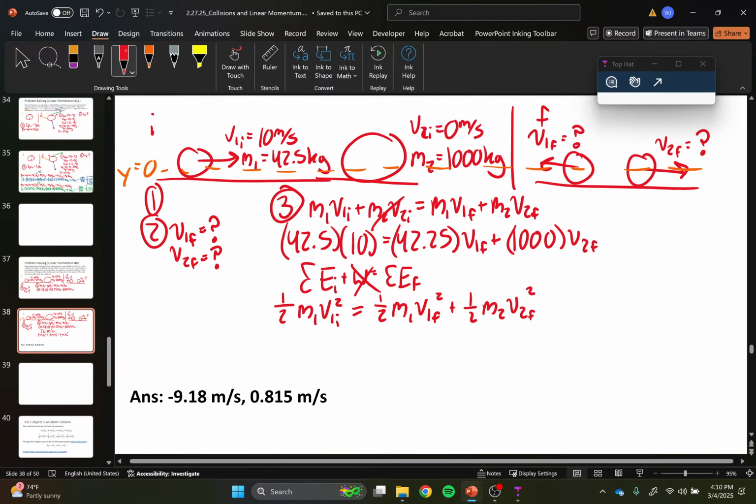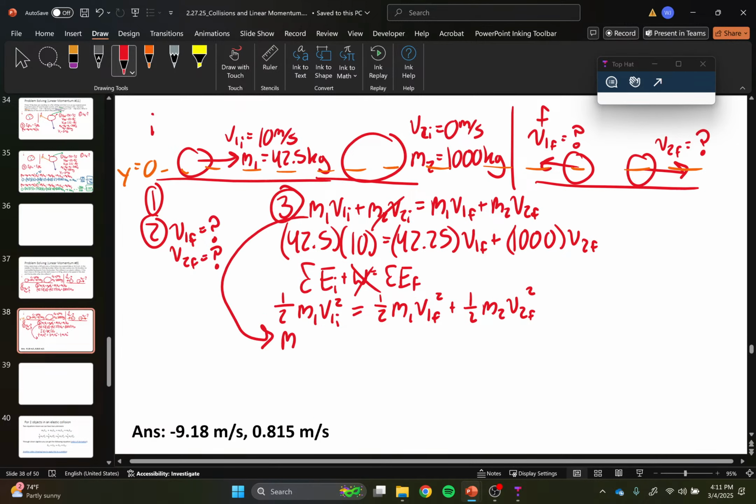Now I have two equations with two unknowns. Again, I'm going to show you the next step, but I'm not actually going to solve this problem. This is a system of equations. My two equations are the energy one and the momentum one. I'm going to rewrite the momentum one down here to make it easier to see: M1 V1 initial equals M1 V1 final plus M2 V2 final. Two equations, two unknowns. The unknowns, which I'll highlight in yellow, are V1F and V2F.